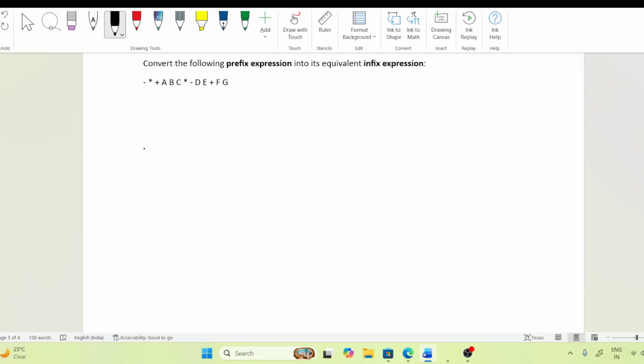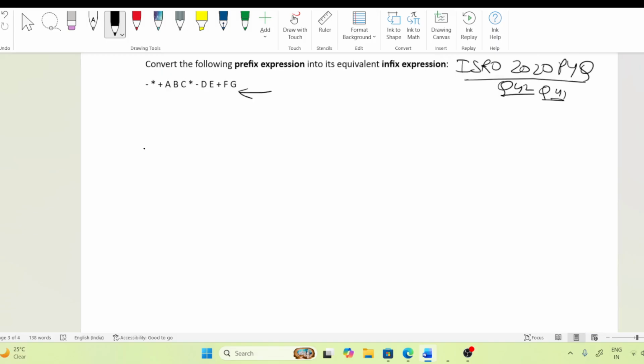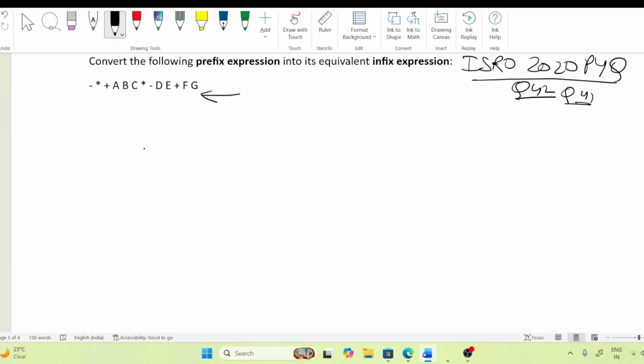So this question was asked in ISRO 2020 PYQ. This was your question number 42, maybe, 42 or 41, something like that. Okay, let's solve this question. So always start from this side. I will zoom in over here so that it will be more clear to you. So first we are having G. So we will make a stack.